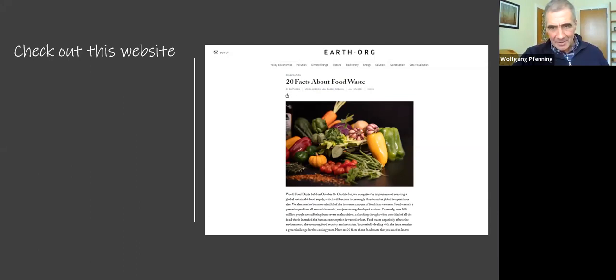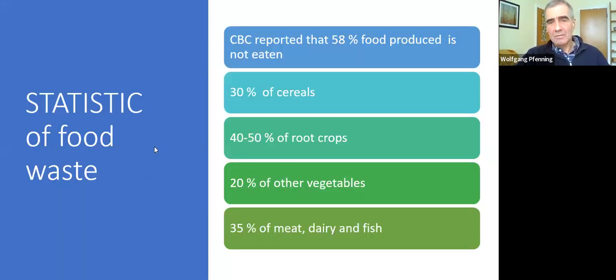You young people are all better on the internet than me, but it took a couple of minutes to come up with some information. And in the chat box, you'll find the link to this first slide, which gives a rough overview. The one in the link gives you a lot of information compared to this one. You can look that up on your own, but to put it really short, the CBC reported that 58% of the food produced is not eaten. That means it gets lost along the way from the field all the way to the dinner plate.